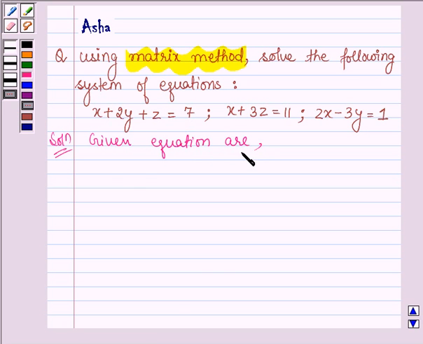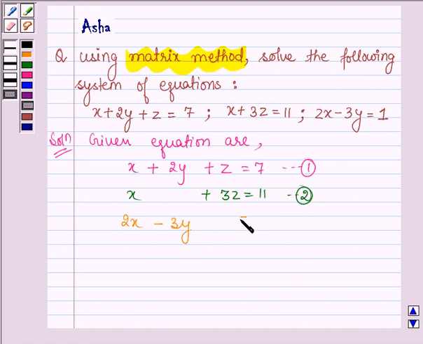First one is x plus 2y plus z is equal to 7. Second is x plus 3z is equal to 11. And the third one is 2x minus 3y is equal to 1. Now we have to solve these three equations using matrix method. That is, we have to find the values of x, y and z which satisfy these given equations.